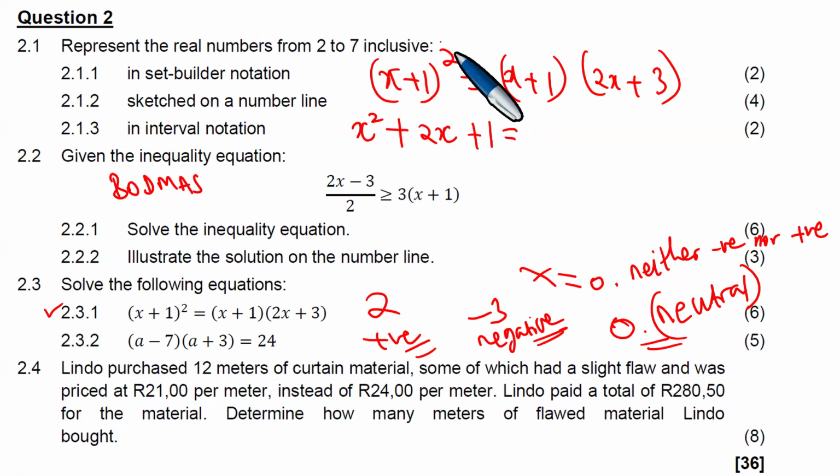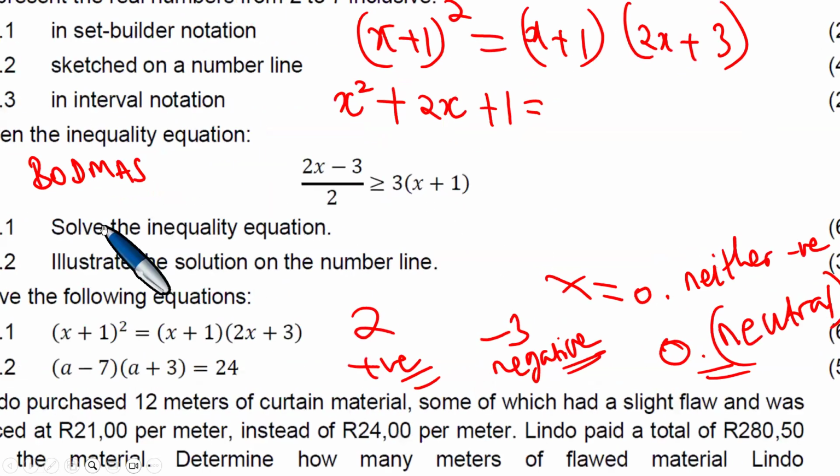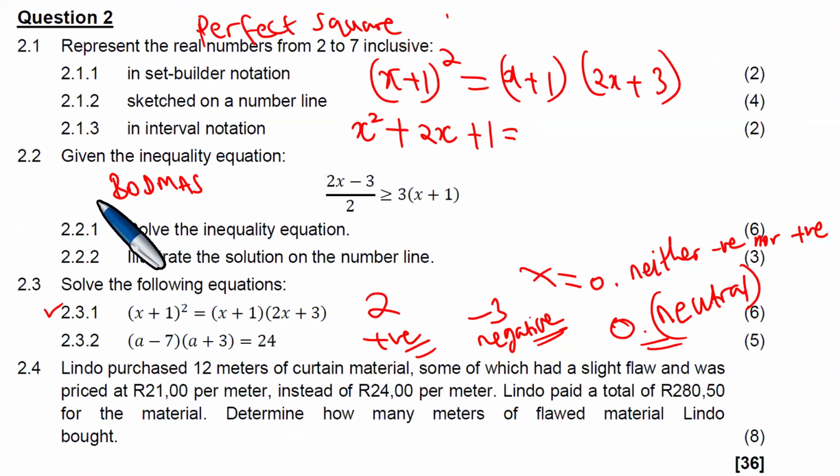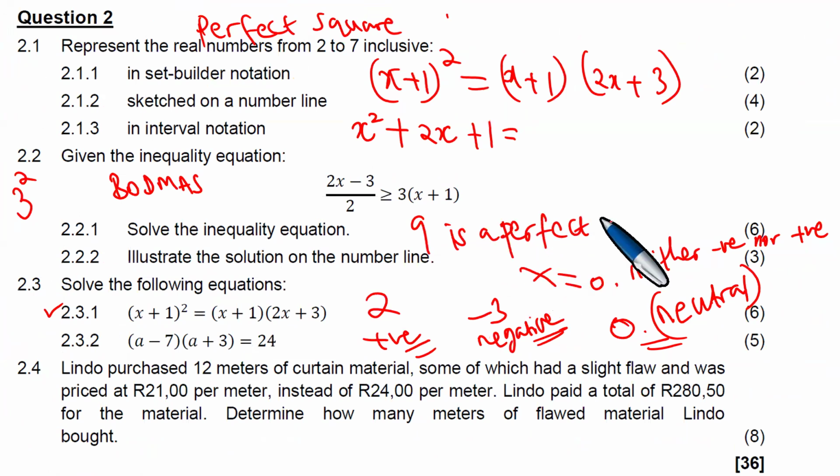The left is of the form called a perfect square. Why? Because a perfect square in mathematics is like, if you have, for example, 2 squared, or 3 squared, it's called a perfect square. And hence, in mathematics, we proceed to say 9 is a perfect square.